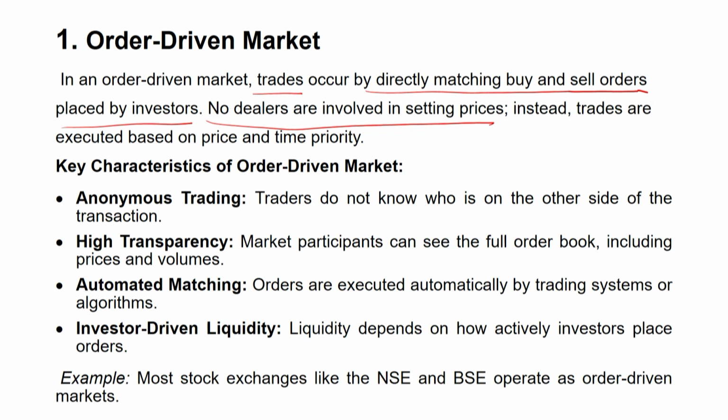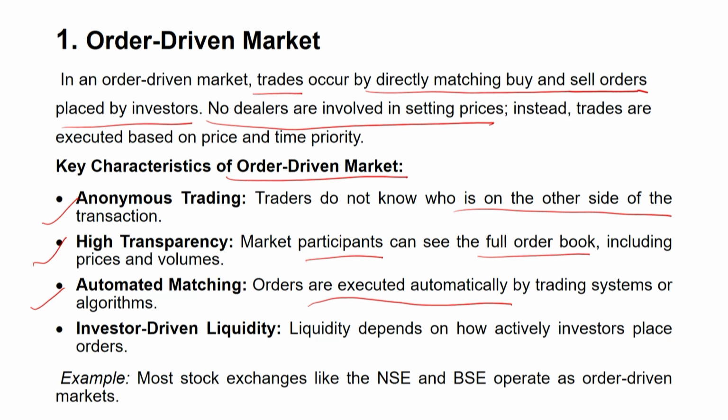The key characteristics of the order driven market are, first, anonymous trading. That means traders do not know who is on the other side of the transaction, and the transparency in such markets is better. Market participants can see and check the full order book, including the prices and volumes related to the demand and supply of the financial securities. Second, there is automated matching of orders, executed by trading systems or algorithms. So, algorithm based transactions are also completed in the order driven market.